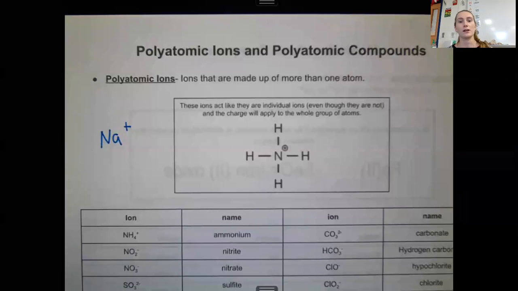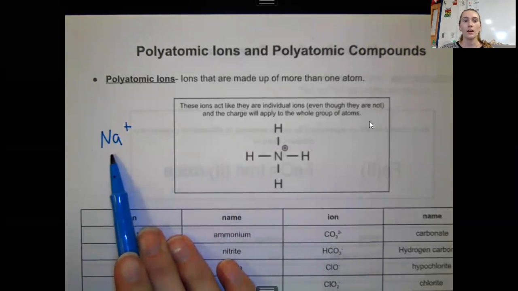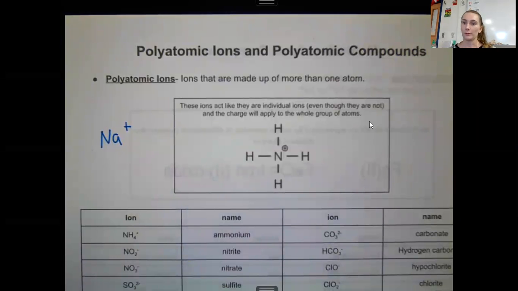Polyatomic ions are ions that are made up of more than one atom. At this point, we've maybe talked about something like this. We know this is an ion because it has a positive charge, but that isn't the only way we see ions. We can actually have an ion encompass a whole entire compound.